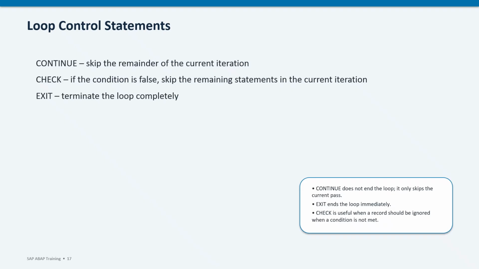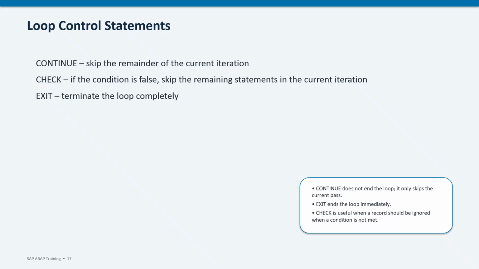And the next one is EXIT. It terminates the loop completely. If you want to terminate the entire loop, then we can use EXIT. These are the three loop control statements. First one is CONTINUE, which skips the current iteration, and the last one is EXIT, which terminates the entire loop, and CHECK.